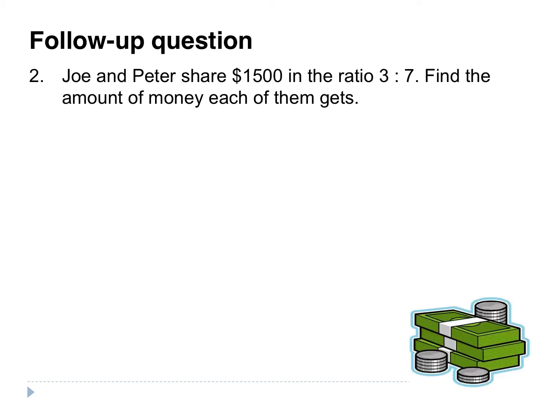Let's look at one follow-up question. In this question, there are two boys, one is Joe and another is Peter. They share $1,500 in the ratio of 3 to 7. We have to find the amount of money each of them gets.